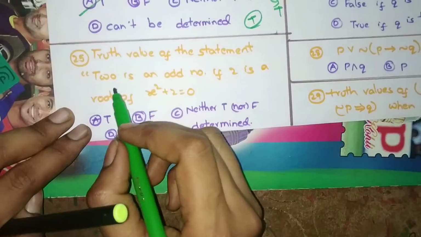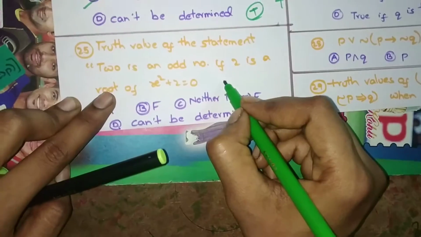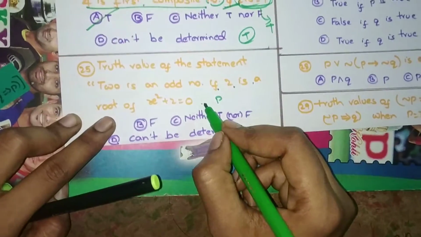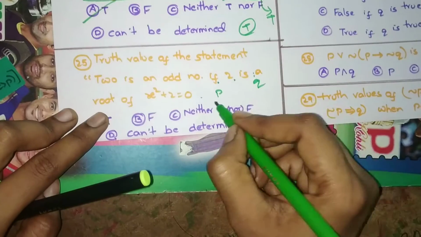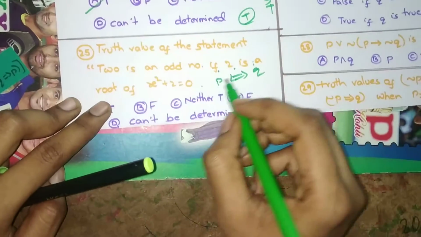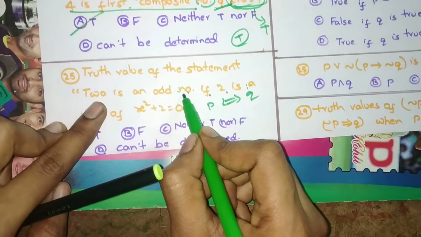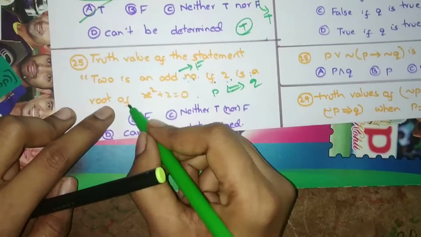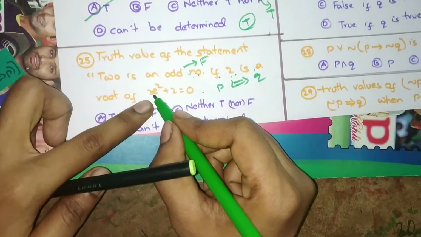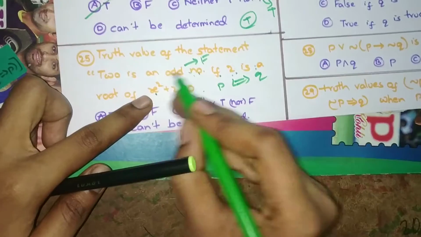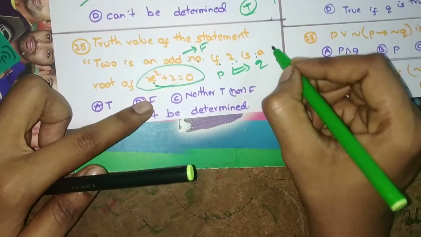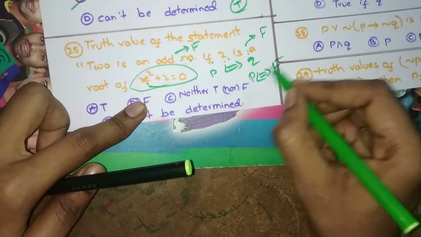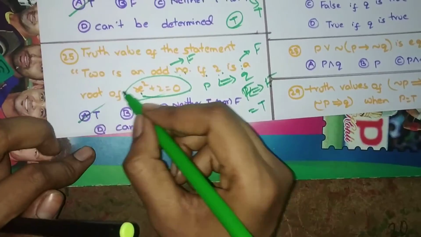Truth value of the statement: 2 is an odd number. This is P. If 2 is a root of x square plus 2, this is Q. They have given P conditional Q. Now see, is 2 an odd number? No. So this is false. P is false. And is 2 a root of x square plus 2? Just put the value 2 here, does it satisfy? No, it doesn't satisfy. So this is also a wrong statement. So false conditional false will give you true. So the first option is the correct option.